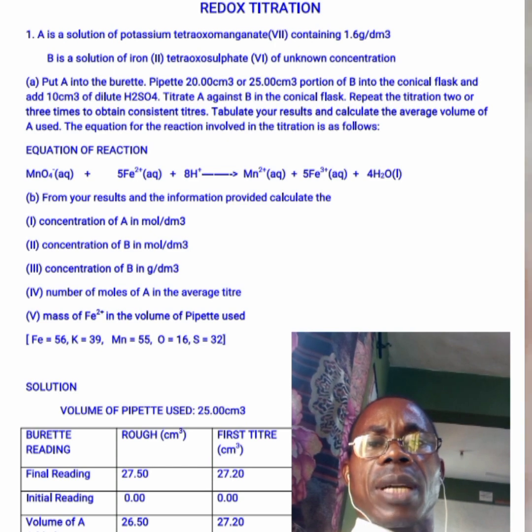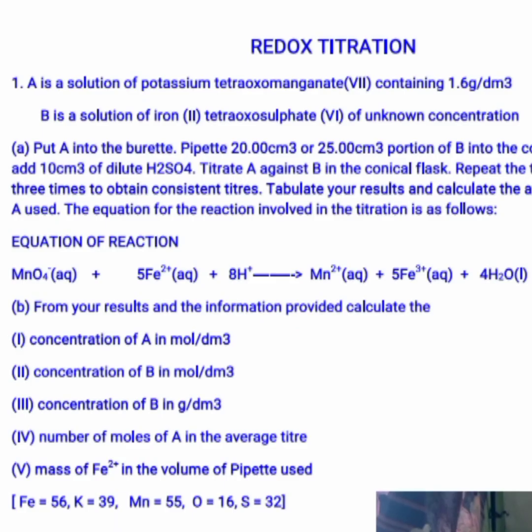The equation for the reaction involved in the titration is as follows: MnO4- + 5Fe2+ + 8H+ gives Mn2+ + 5Fe3+ + 4H2O.